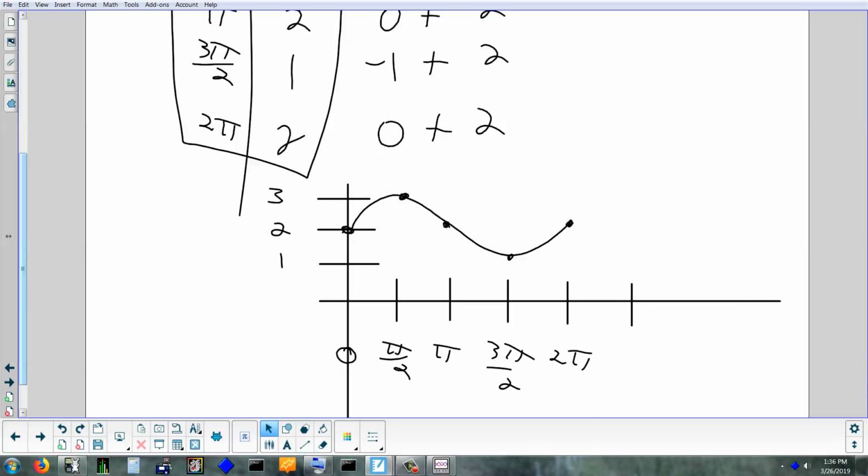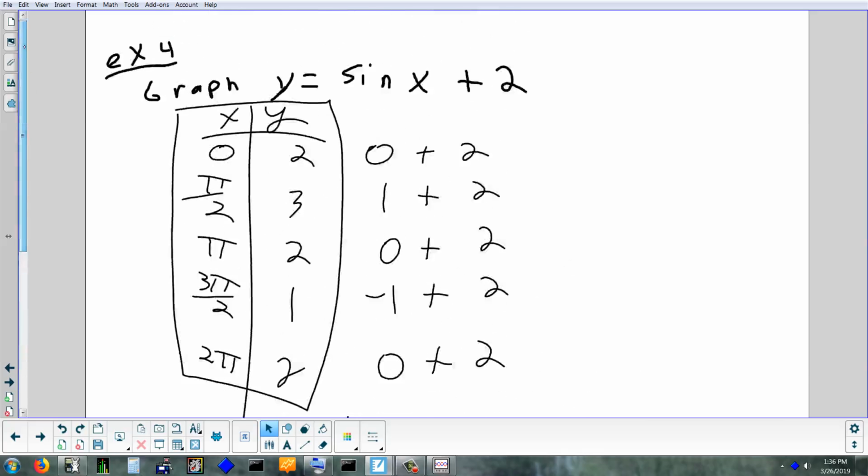Now, if I asked you on the test what the amplitude is of that, what's the amplitude? It's 1. Why 1? Wouldn't it be 2? There's nothing in front of the sine, so if you wanted to put something there, because there's nothing, you could pretend like it's a 1.